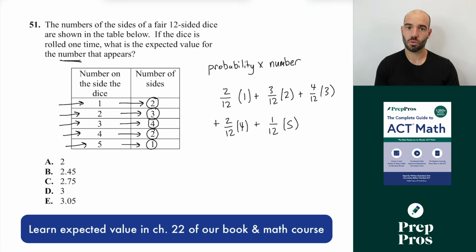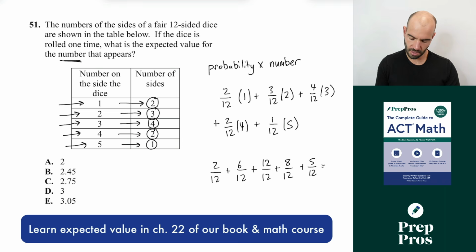So to solve this, what we do is we add all of these together. So it becomes 2 out of 12 plus 6 out of 12 plus 12 out of 12 plus 8 out of 12 plus 5 out of 12. So if we add those all together, we can use a calculator, make it easy. 2 plus 6 plus 12 plus 8 plus 5 gives us a value of 33 over 12. If we do that in our calculator, we find that our expected value is 2.75.